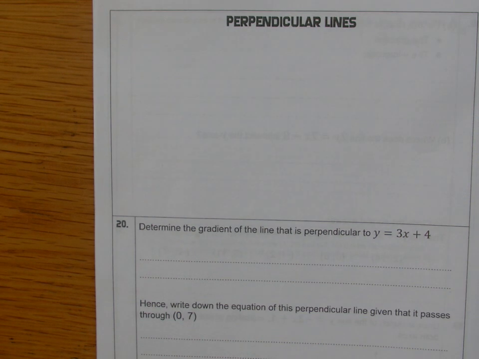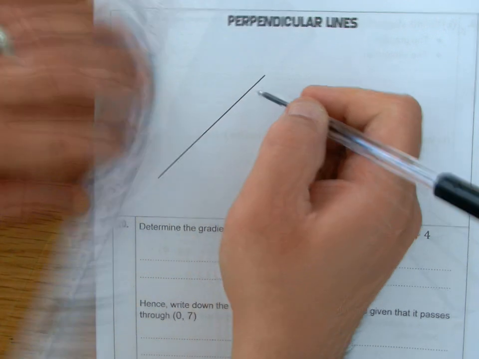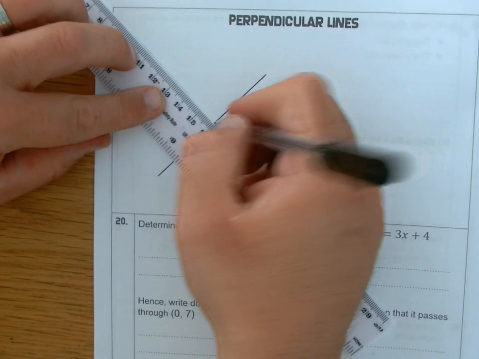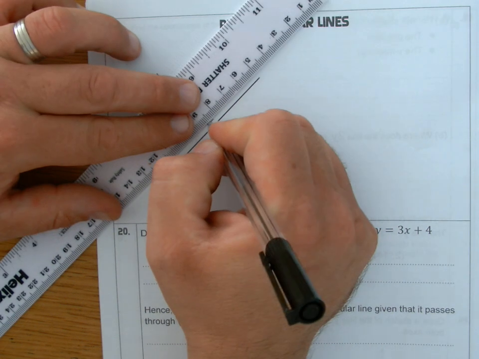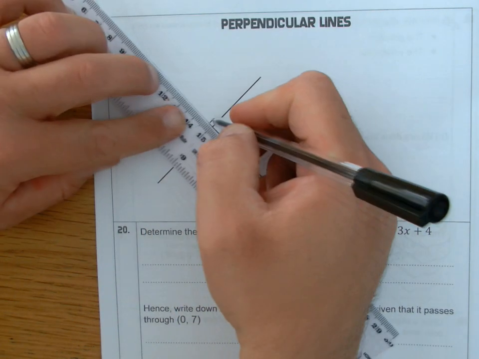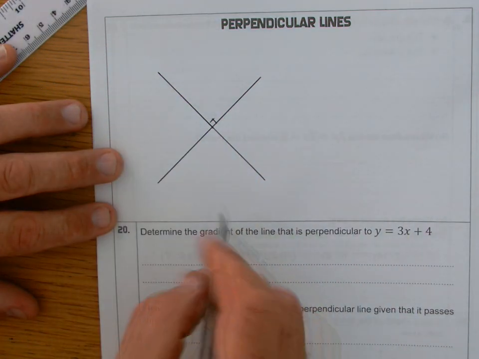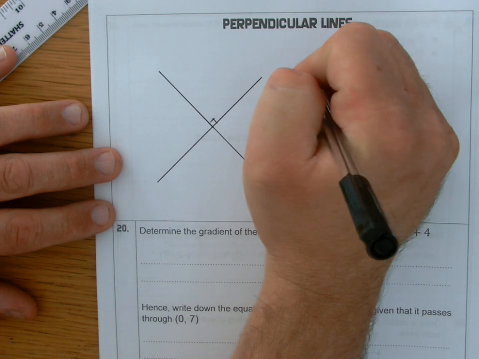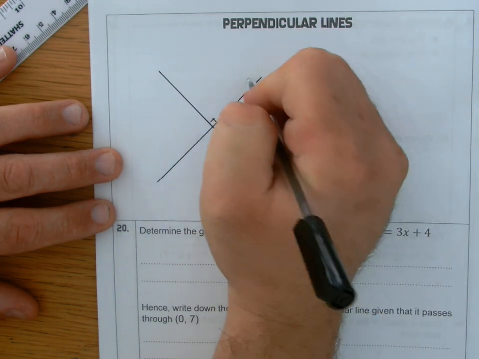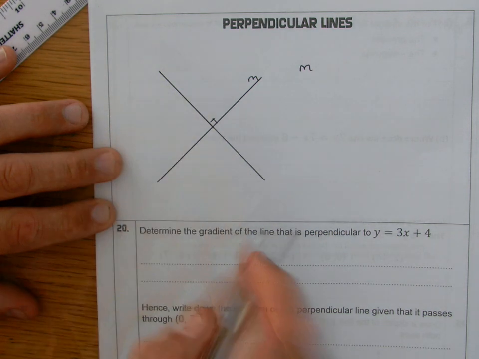Okay, so we're going to look at perpendicular lines, so essentially lines that are right angles to each other. That's what perpendicular means. They cross each other at 90 degrees. Now, there's a rule. If we know the gradient of one line, we can easily determine the gradient of the other line. Suppose I wanted to get the gradient of this line, and I know the gradient of the other line.